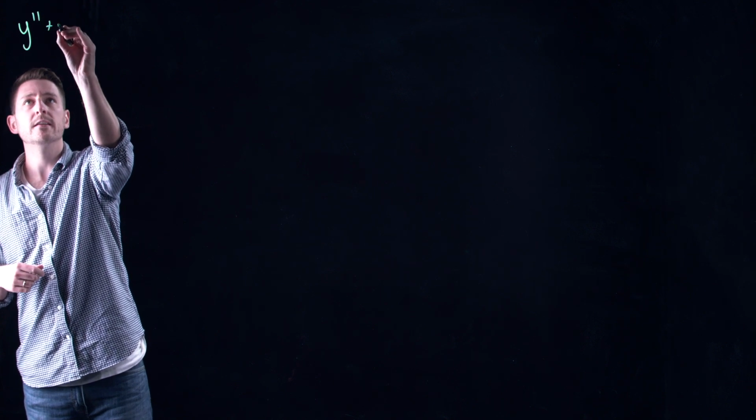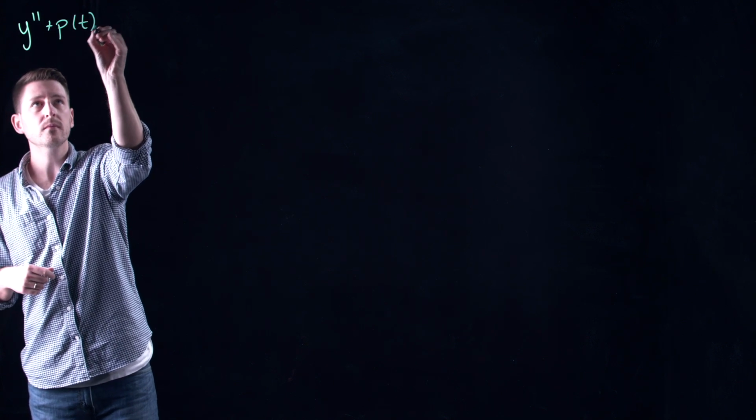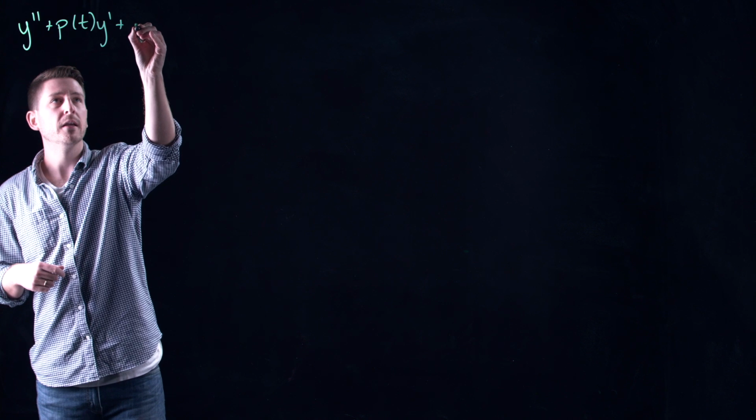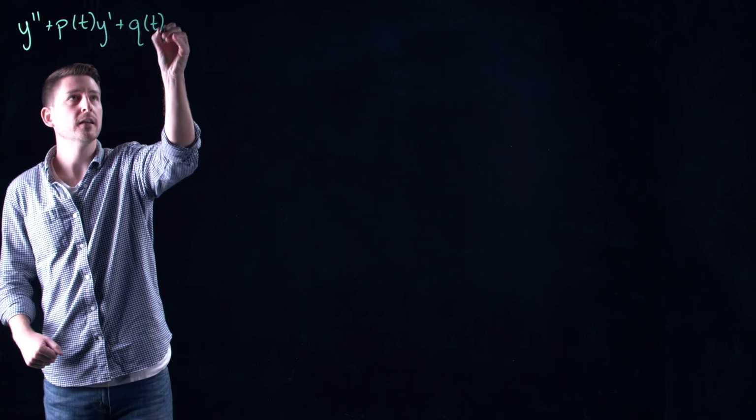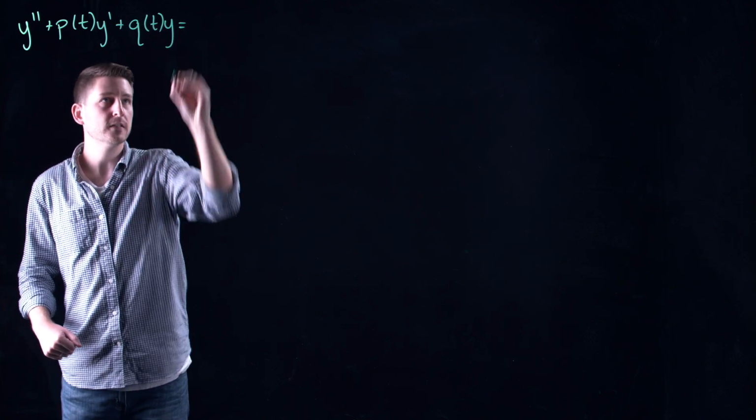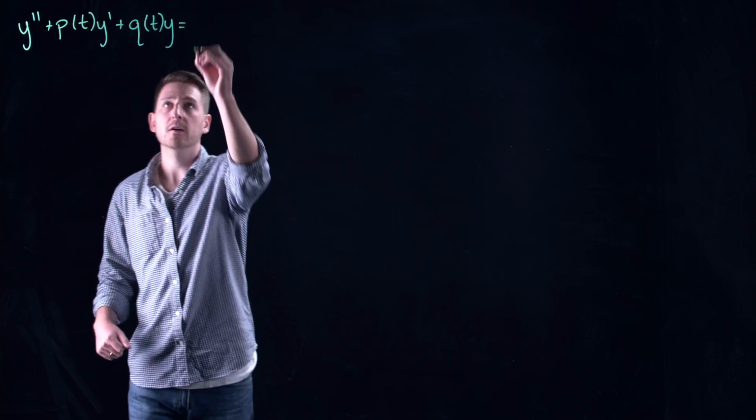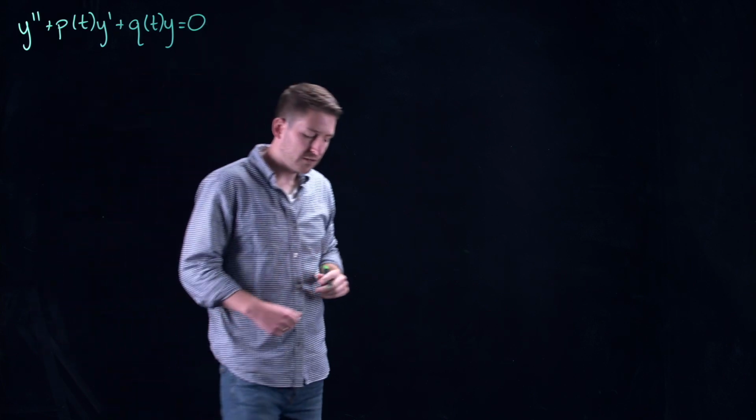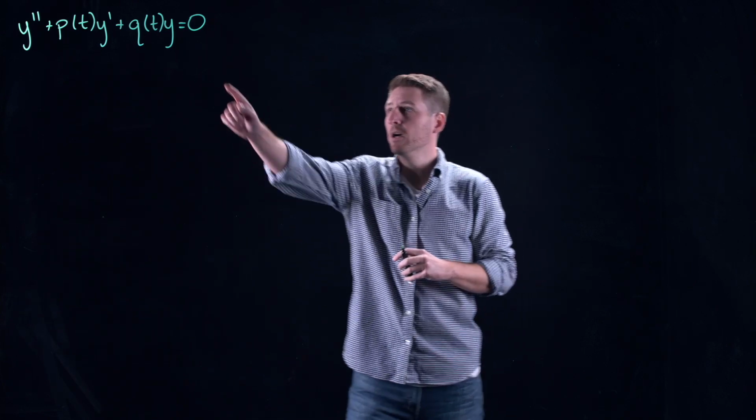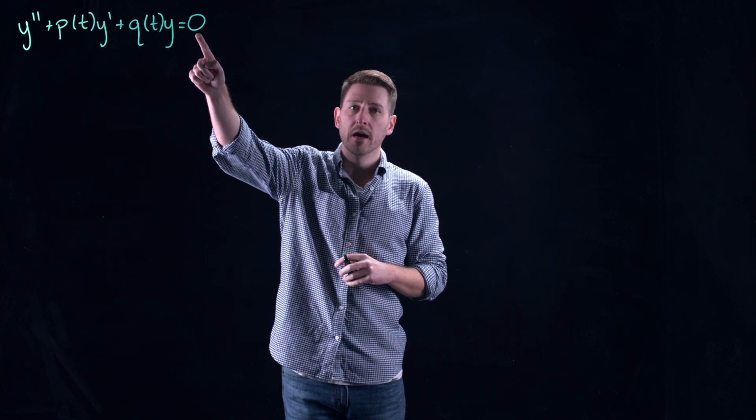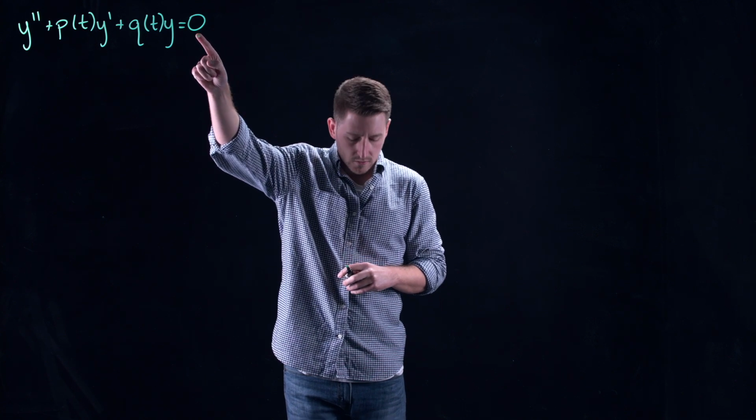Now, I would like to start with a bit of a reminder. Remember that we were talking about second order equations that take this form. Now, they're linear. That means that y, the independent variable, and all of its derivatives appear linearly in this equation. This is going to be a homogeneous equation. That's why we have this equal to 0 here.